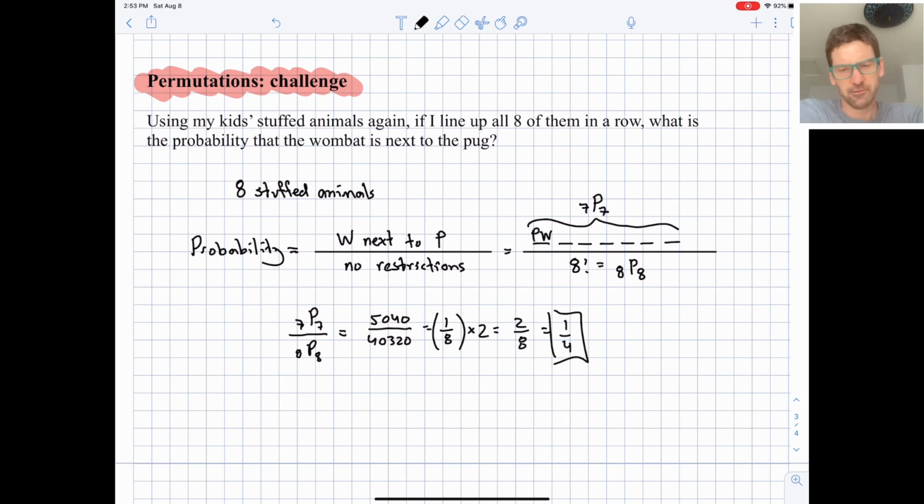But just to recap, the trick here is thinking of the pug and wombat as a merged single stuffed animal. That can either be wombat pug or pug wombat, in either order. And then we have 7 total animals to work with. All right, that was a tricky one, but that's a good place to stop right there.